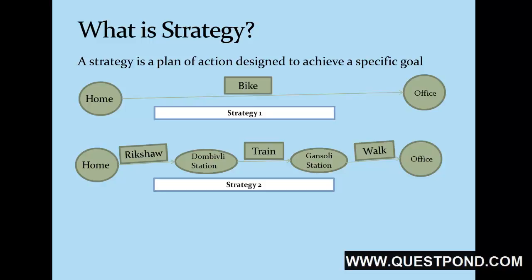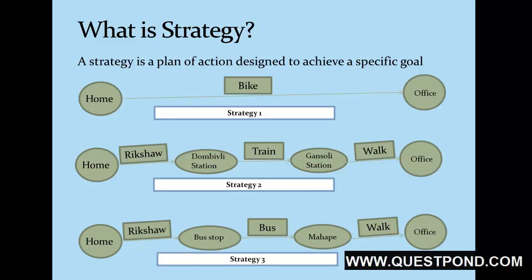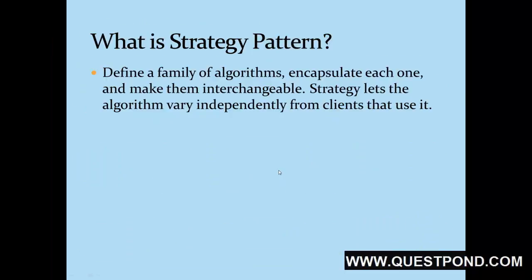But the story doesn't end here. What to do when train services are down? That's how solution 3 or strategy 3, or we can say bus strategy, comes into the picture. And this is what the strategy pattern is. We have a set of strategies defined with us, each of which can be replaced with another at any moment of time. Initially I was using the bike strategy, and when I found it very expensive, I replaced it with the train strategy, and so on. Now let's talk in terms of programming.